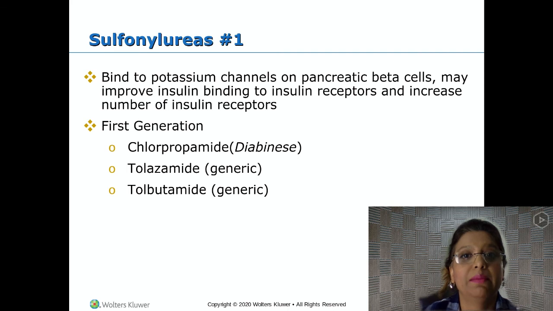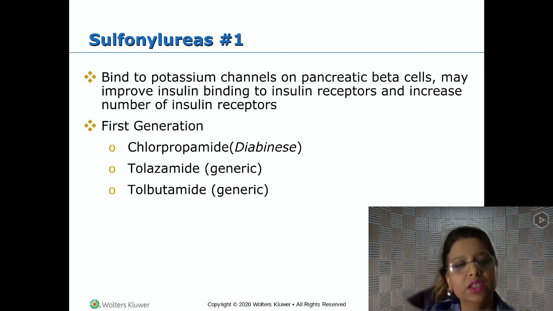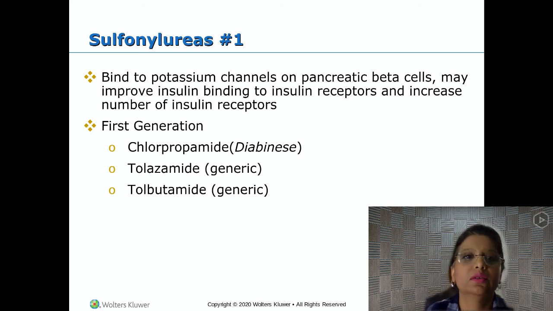Sulfonylureas are tablet forms of medication. When insulin and the receptors don't get along, the receptors say, I don't like you, and insulin says, I don't like you. So we have to send them something to put them together, like, you have to like each other, you're made for each other, okay? Those medications are called sulfonylureas.